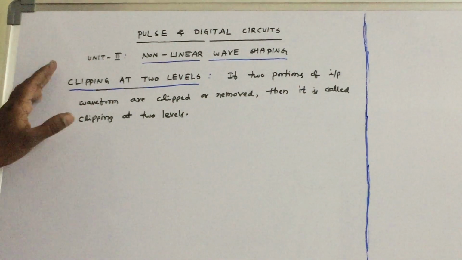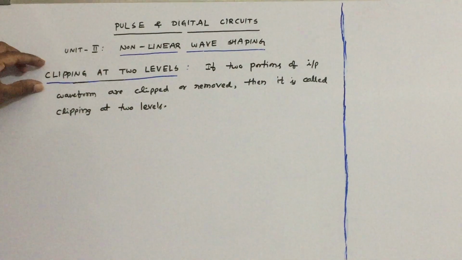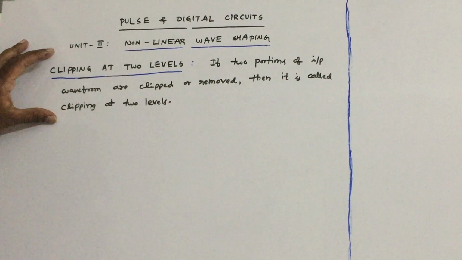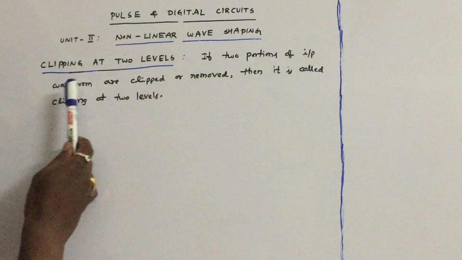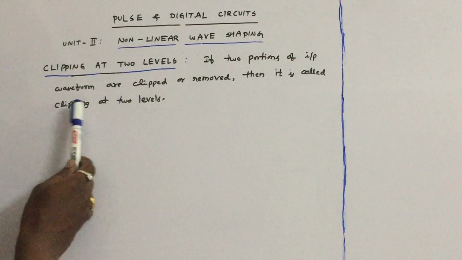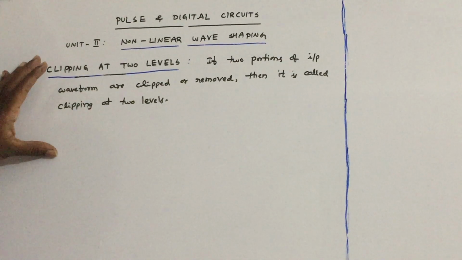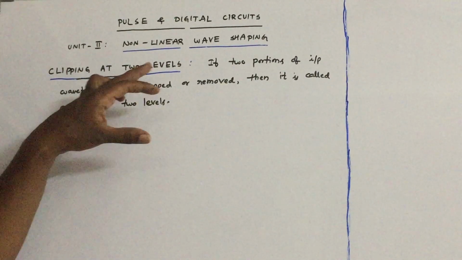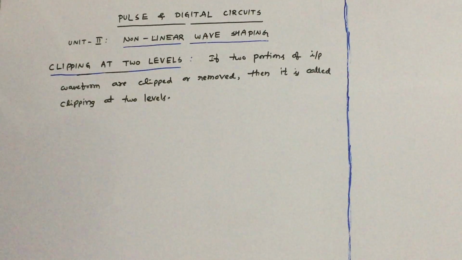So let us see one more article of unit 2, that is non-linear wave shaping, clipping at two levels. So let us see the definition of clipping at two levels. If two portions of the input waveform are clipped or removed, then it is called clipping at two levels. So let us see two circuits under this case, clipping at two levels.